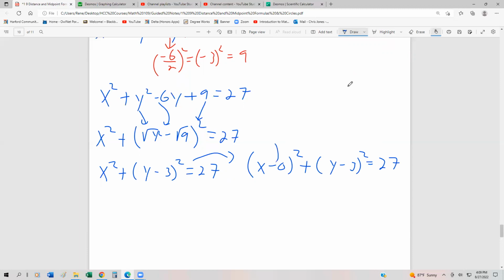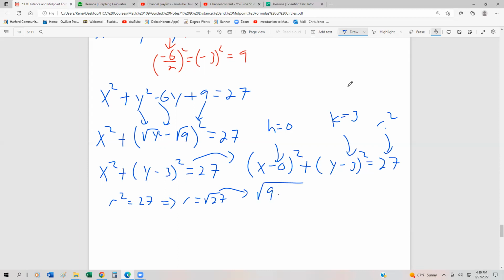Now the center, we can clearly see that h is going to be 0. We know that k is going to be 3. And we know that r squared is going to be 27. And that means that since r squared is 27, r is the square root of 27. And I'm going to keep it like that. I could certainly simplify this. Let me simplify it just to show you how you can.